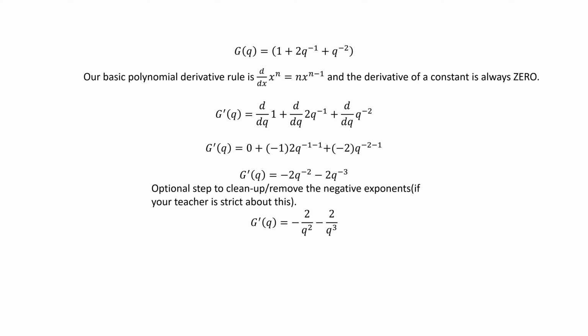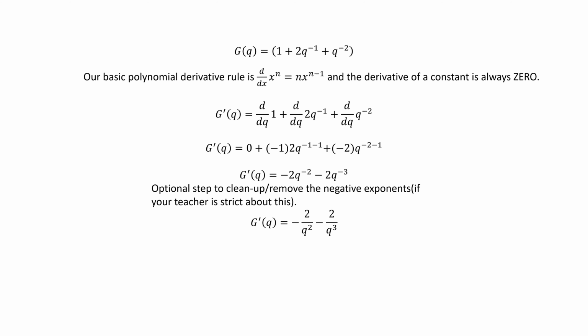For the second term, if you take the negative 1 and multiply it by the 2, you get negative 2. And if you do negative 1 minus 1, you get negative 2. So that becomes q to the power of negative 2. For the third term, if you multiply that negative 2 by the negative 1, you get negative 2q, and if you take the exponent negative 2 minus 1, you get negative 3. And so that's pretty much the solution right there. Negative 2q to the power of negative 2 minus 2q to the power of negative 3.